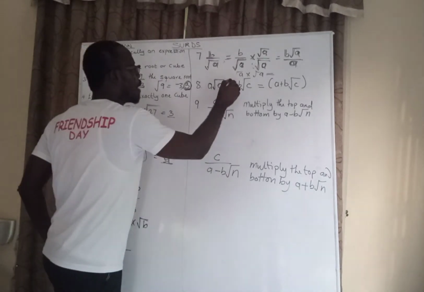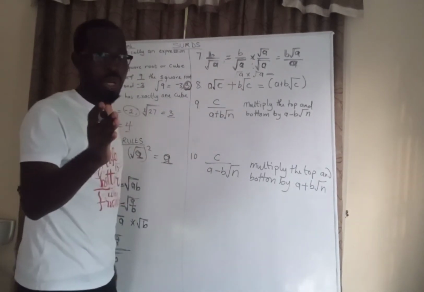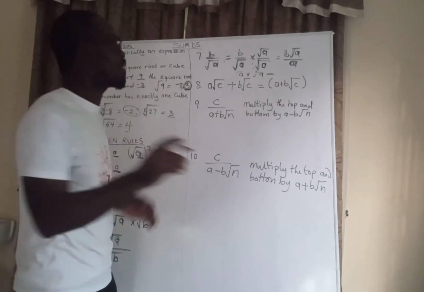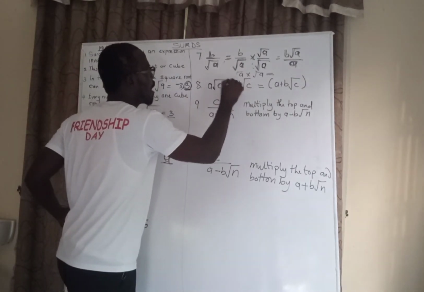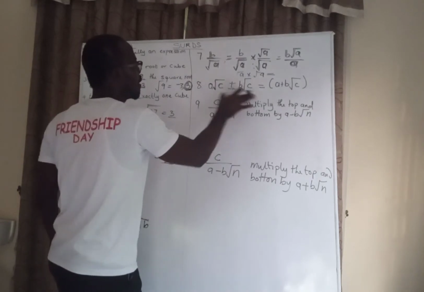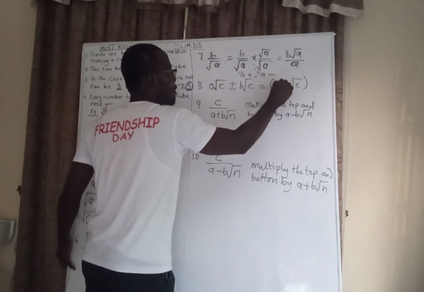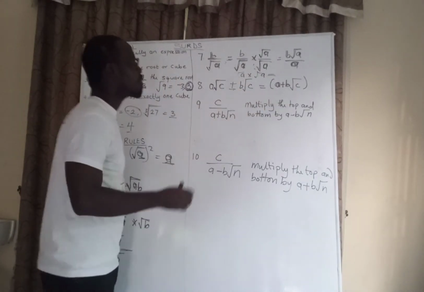If your teacher puts a minus here, it is accepted. If you put a plus here, it is also accepted. So don't get frightened. Plus or minus is nothing to worry too much about. This can be written as a plus b.